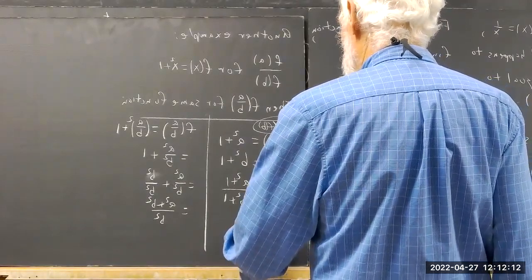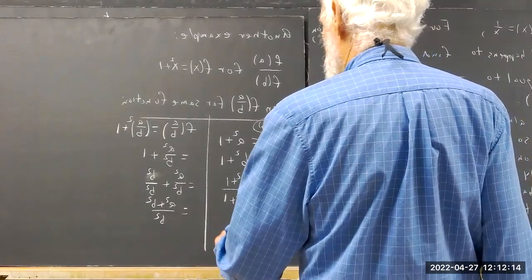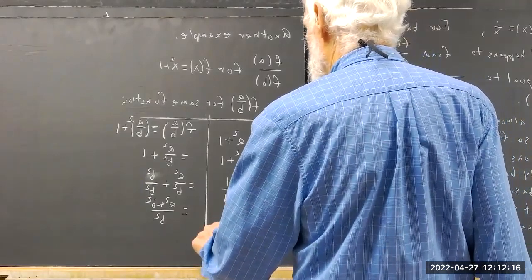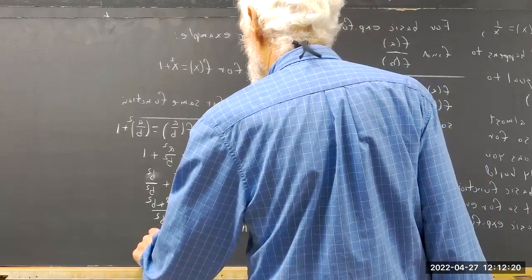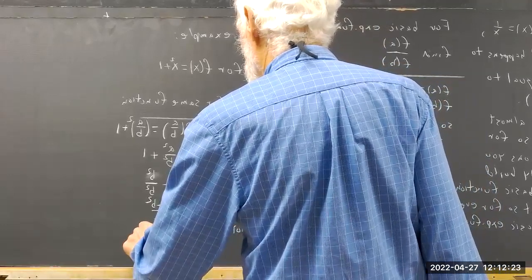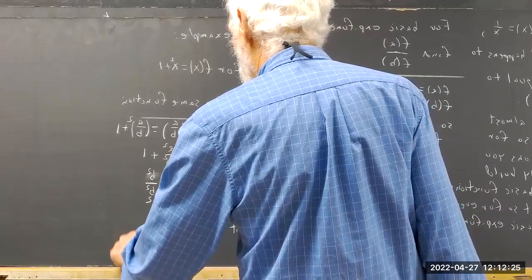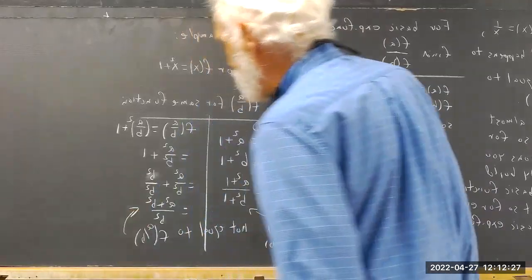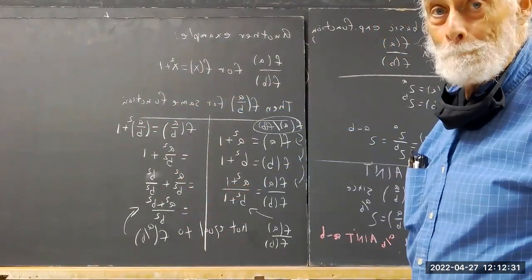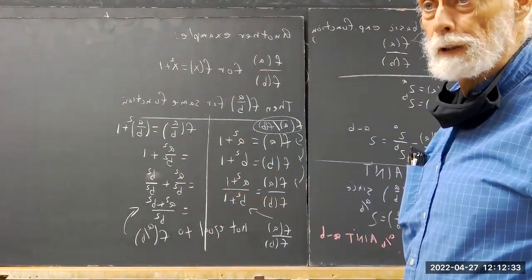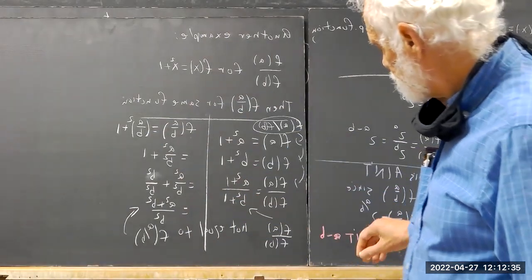F of A over F of B, which is this. Which is not equal to F of A over B, which could be written in any of these forms. You can easily prove that they're not equal. Okay.